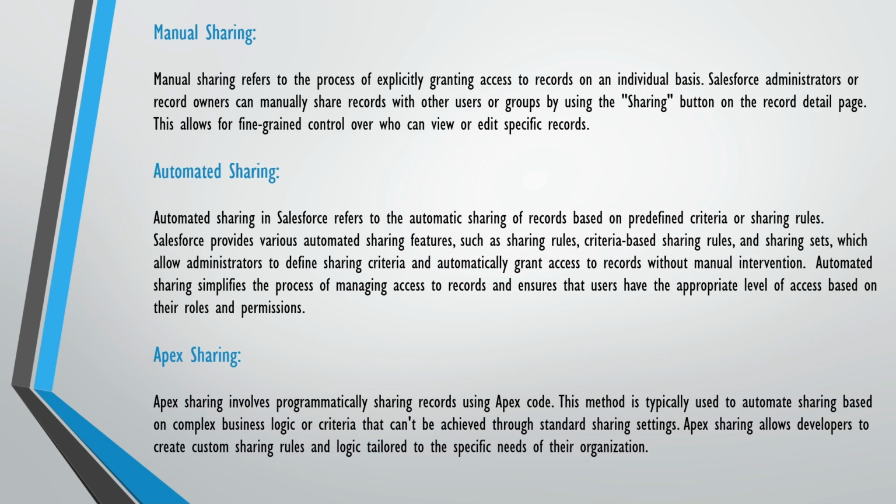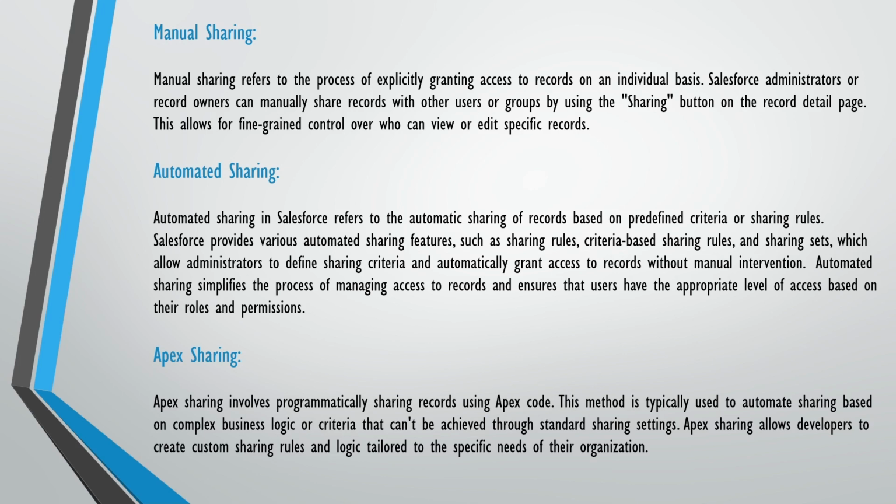Manual sharing. Manual sharing refers to the process of explicitly granting access to records on an individual basis. Salesforce administrators or record owners can manually share records with other users or groups by using the sharing button on the record detail page. This allows for fine-grained control over who can view or edit specific records.